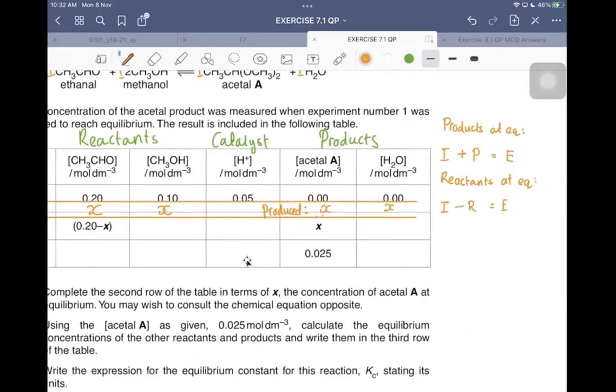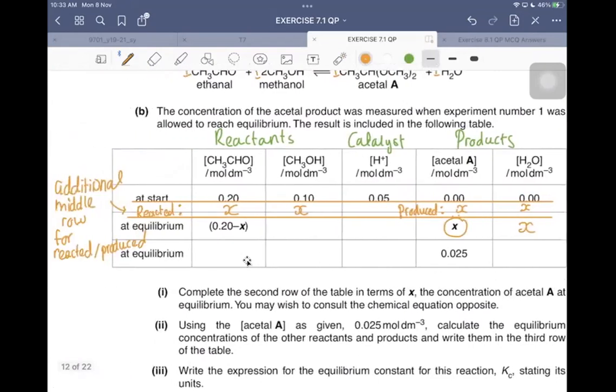Okay, so for my acetal, since I already know all three values of acetal, at equilibrium, initial 0 plus X equals E. So that means at equilibrium for my product, there's X mole per dm cube of acetal A. For water, since it's a product, 0 plus X is my concentration at equilibrium. 0 plus X is just X.